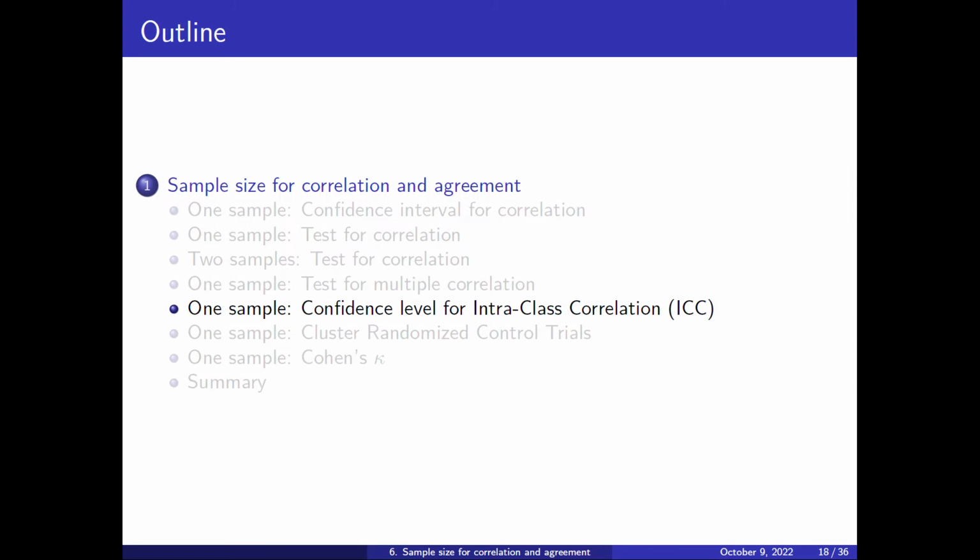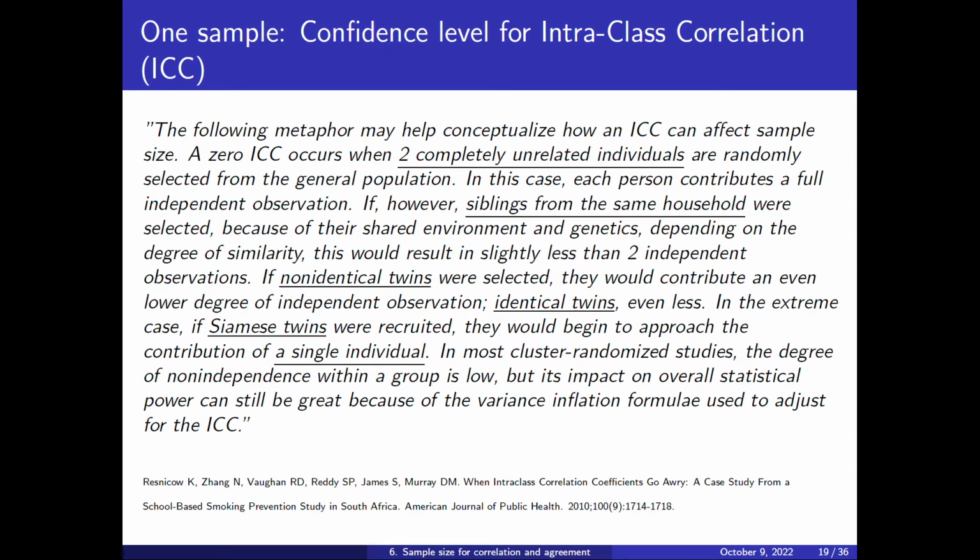The intra-class correlation is a different way of measuring the correlation between samples in this case. I think this is a good way to conceptualize what the intra-class correlation is. Let's say you have two completely unrelated individuals randomly selected from a general population. Then you have n equal 2, two independent samples. Because the samples are independent, you will have an intra-class correlation that is 0.